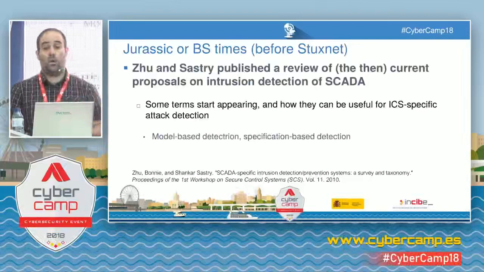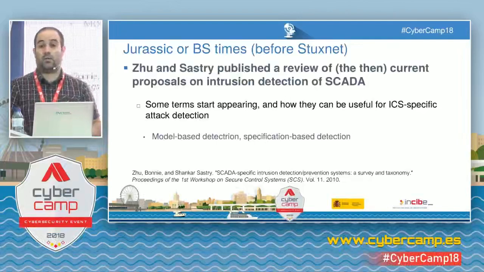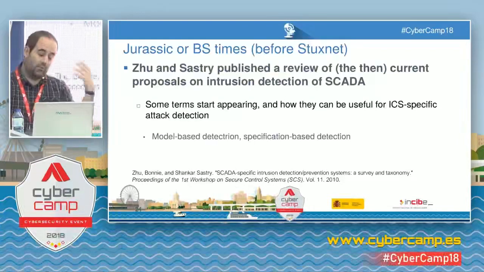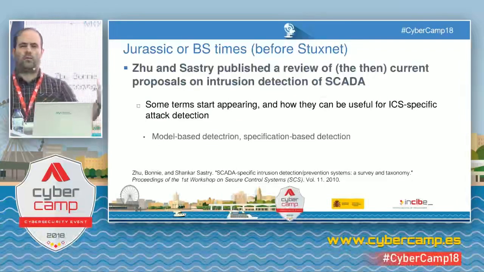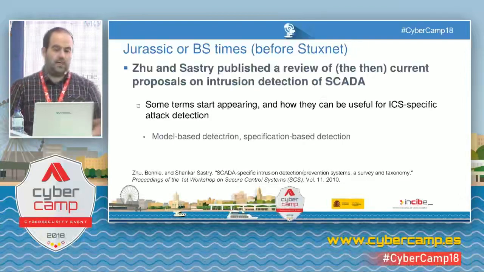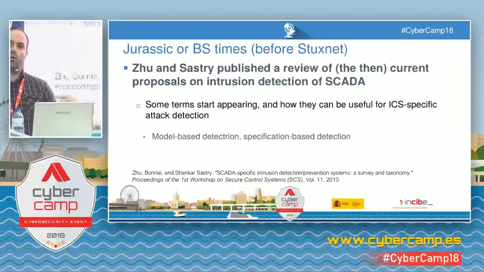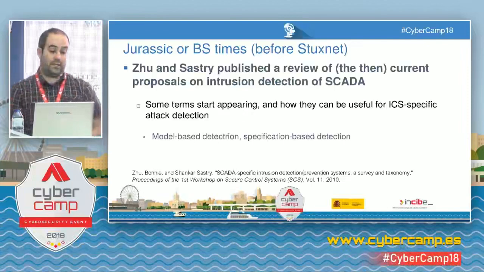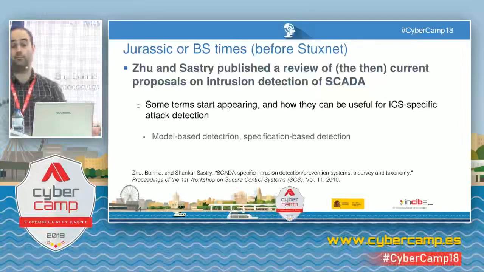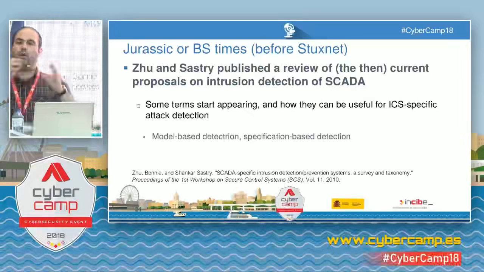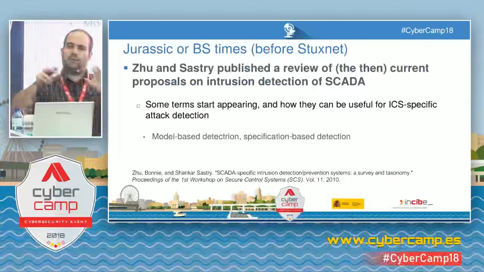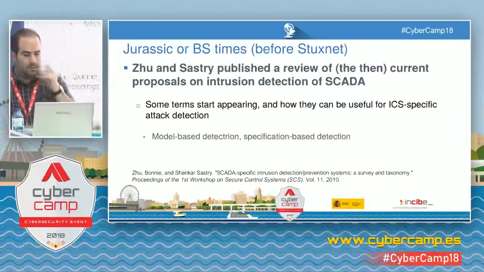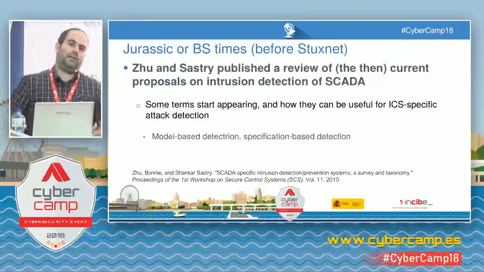Su and Sastry did indeed conduct a survey of the existing papers. That was 2010, and it summarizes all that had been done before Stuxnet. They discuss some terms that will later on become more important: model-based detection, where we build a model of what the network or the process should be, in order to detect things that are out of the pattern, out of the model.